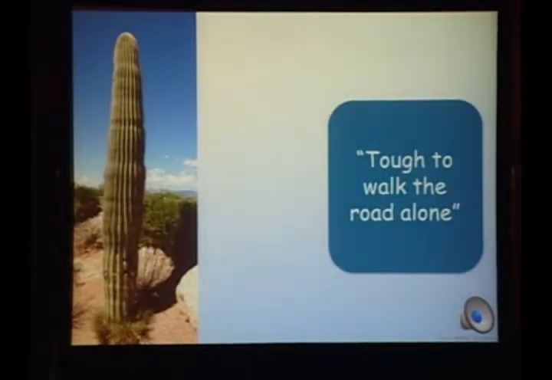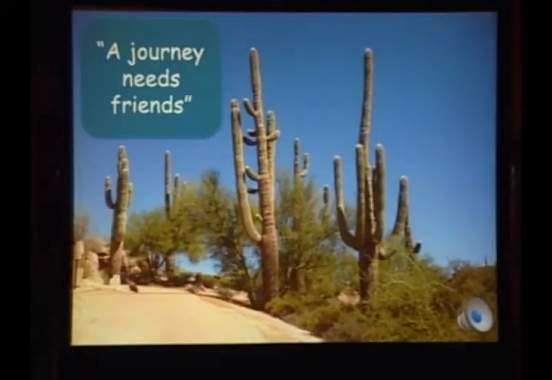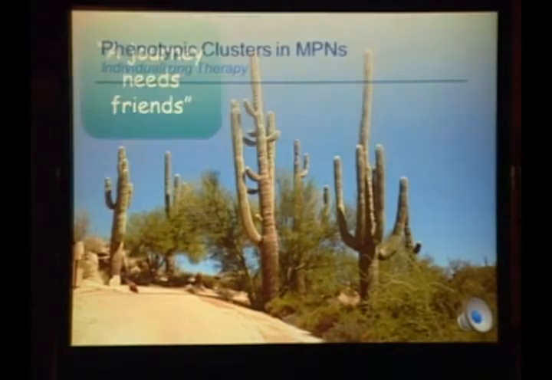Now, saguaros can tell us a little bit about life. There's a lot of these guys out there in the desert that kind of stand by themselves and tell us that it's tough to walk the road alone. Indeed, the happier looking saguaro are those in clusters and tell us a journey needs friends.